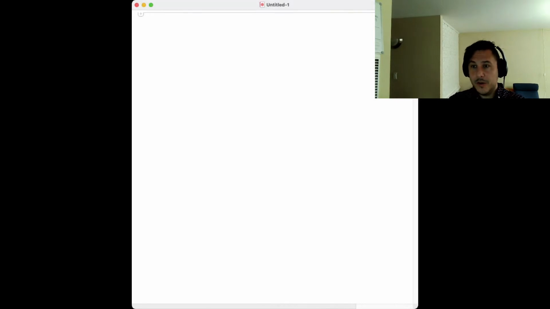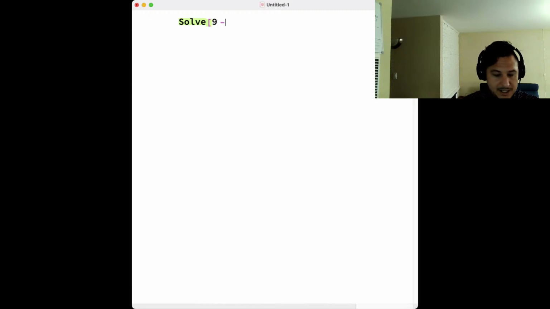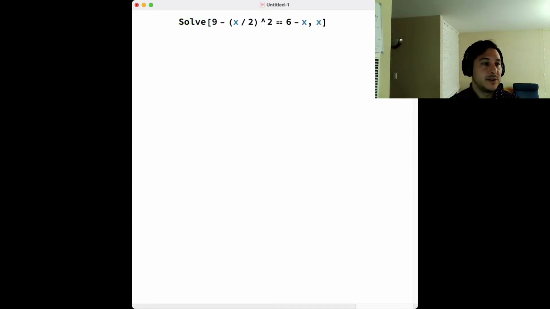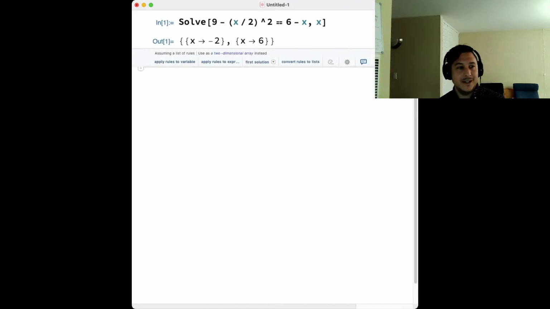So we wanted to solve an equation, right? Wolfram has a nice thing to do this. You can just say solve, and then you can type in, I believe it was (9 minus x over 2) quantity squared, and then you have to put equals equals, and it was equal to 6 minus x. And then you put a comma and the variable you want solved for if there's more than one variable. So this is telling us, take the expression (9 minus x over 2) quantity squared, set it equal to 6 minus x, and then solve for the variable x. And boom! It just gives it to you.